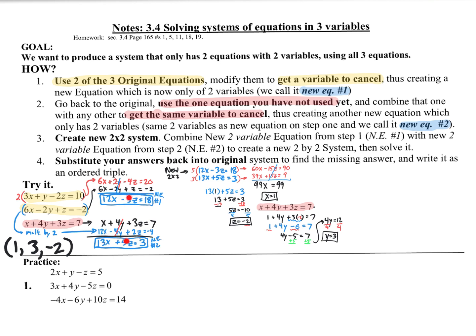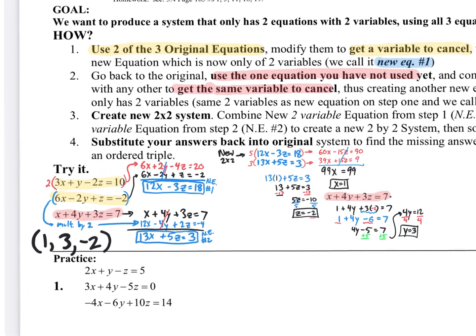Your second step, your third step says create a new 2x2 system. You take both of these, put them together as a new 2x2 system. There it is, new 2x2 system. Solve this new 2x2 system, getting your 2 answers. And then, final step, take those answers, substitute them back into any one you want in the original, and you'll be able to find your third missing answer. And you write it as an ordered triple. I hope that makes sense.